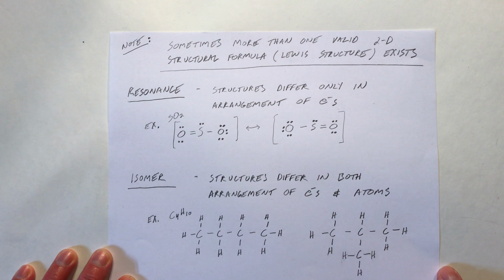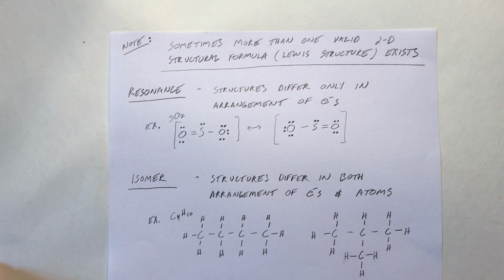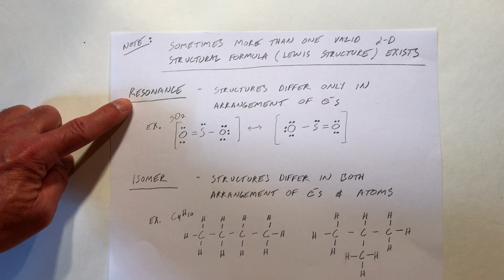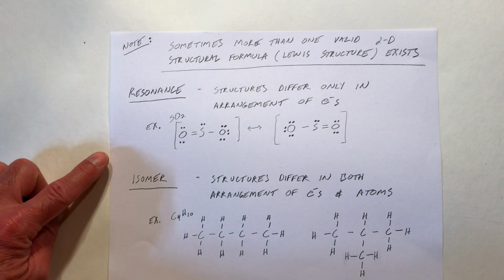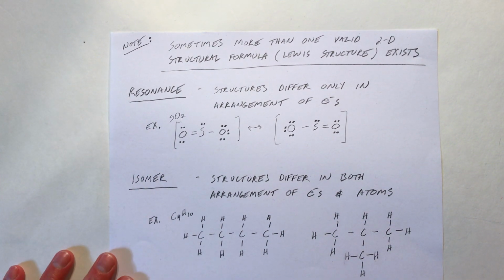Now that's something that you would study with advanced covalent bonding theory. We're not going to deal with any resonance structures in here. So if there's more than one valid structure, that's okay. You should at least be able to find one valid structure.